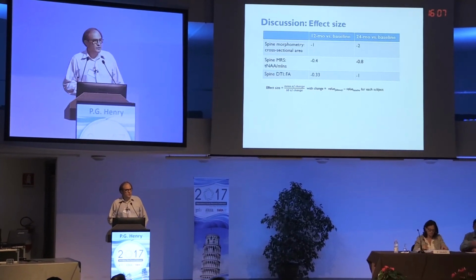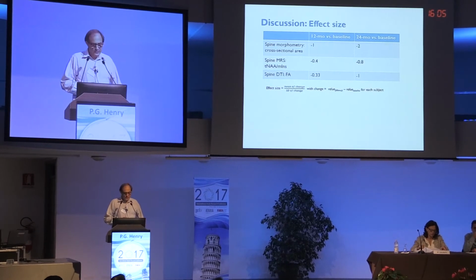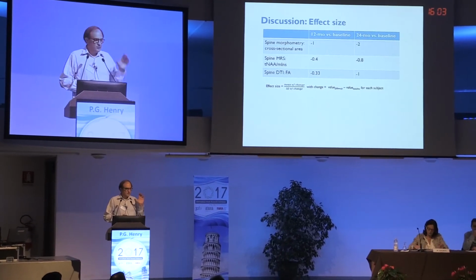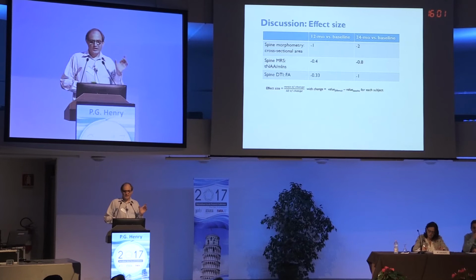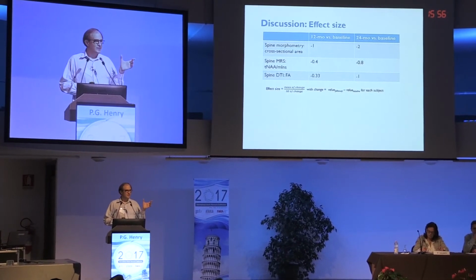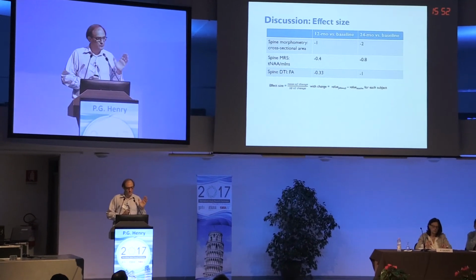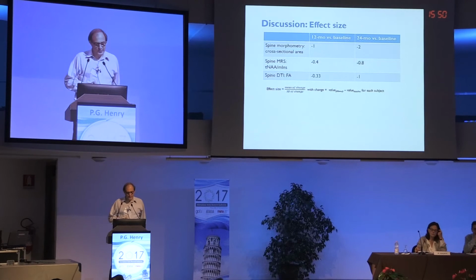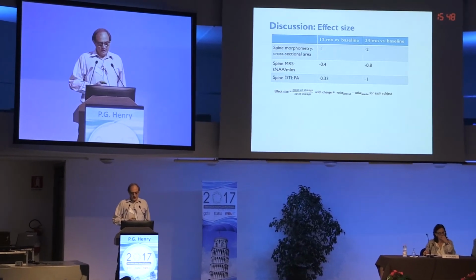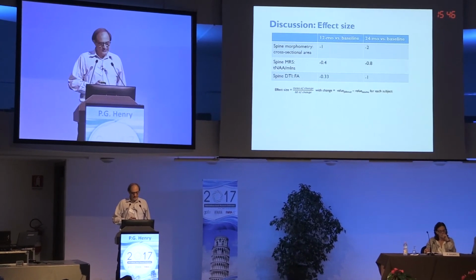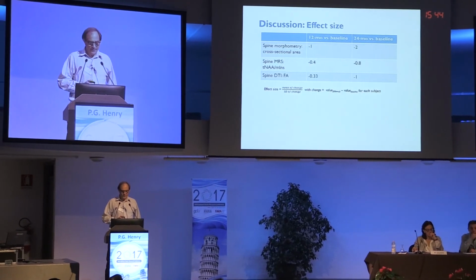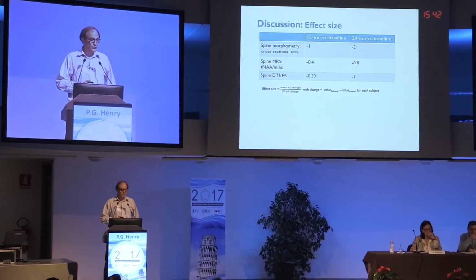So we look a little bit more at the effect size of the different measures. And I have to put a caveat here that our cohort is still pretty small, so the estimation of effect size is not extremely precise. But on our data, we find that the spine morphometry has the highest effect size at -1 at 12 months and -2 at 24 months, which is actually pretty high.